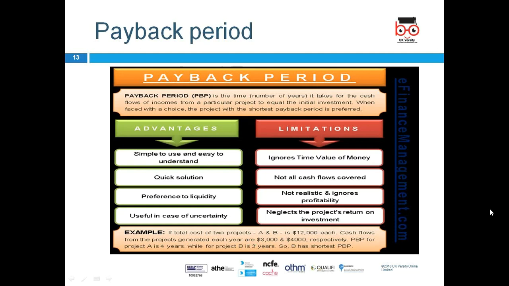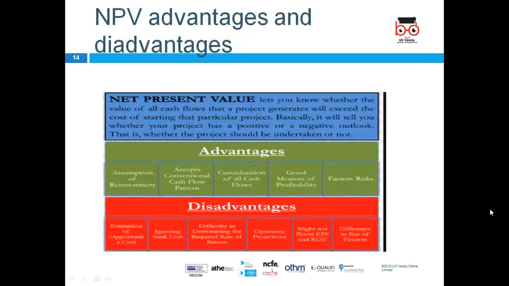Any question? No. Okay, next we're looking at NPV. NPV means the net present value method. If we take the present value of future cash flow, what will we get? If it comes out positive, we accept the project. If it comes out negative, we reject it. The assumption of reinvestment we have, we accept the conventional cash flow pattern, how often we will get it.